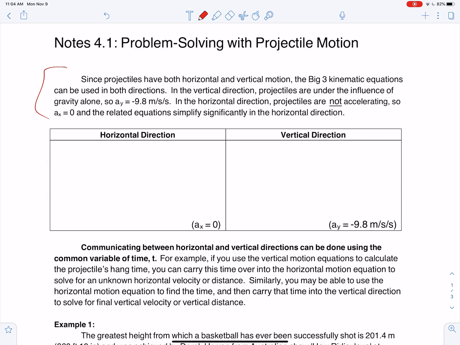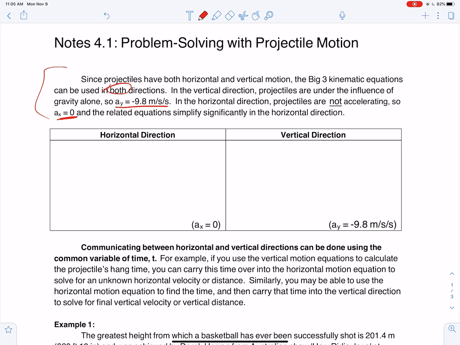Since projectiles have both horizontal and vertical motion, the big three kinematic equations can be used in both directions. In the vertical direction, projectiles are under the influence of gravity alone, so the vertical acceleration is negative 9.8 meters per second per second. In the horizontal direction, however, projectiles are not accelerating, because gravity is not acting on them horizontally. So the horizontal acceleration is zero. Projectiles are just moving at constant velocity in the horizontal direction, but in the vertical direction, they're accelerating. So we're going to see how the big three kinematic equations can be applied in both directions.